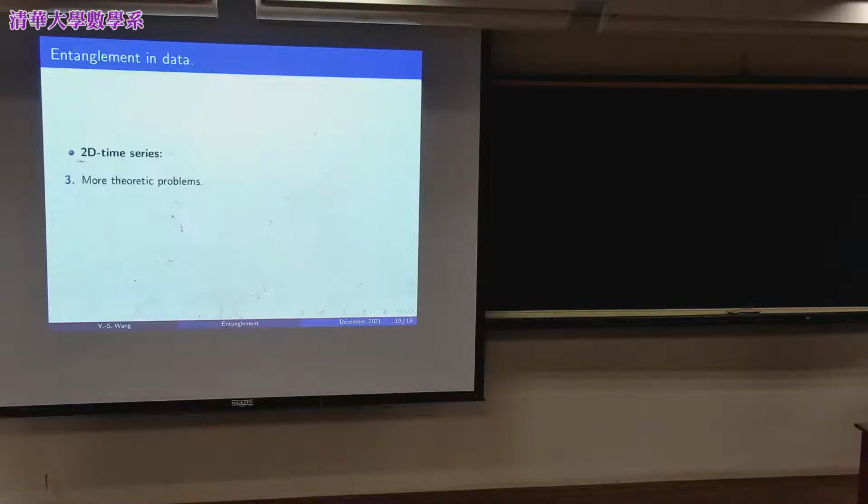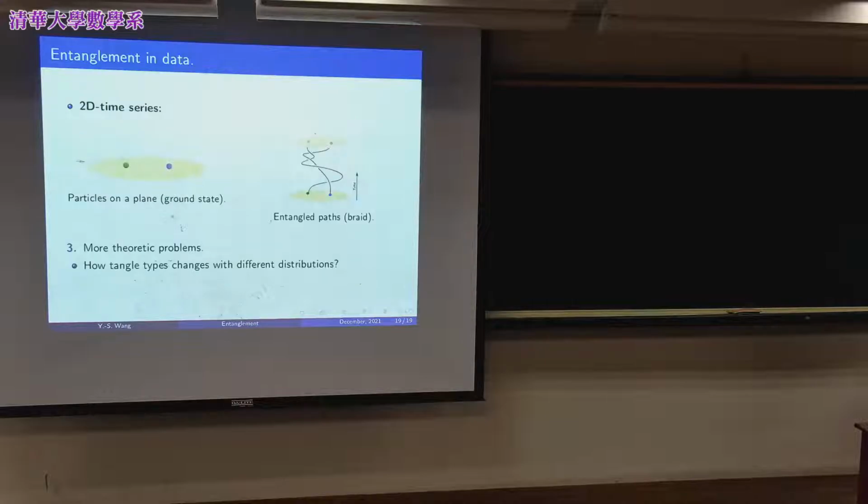Of course, you can ask something more theoretical. We are talking about two particles moving on a plane, and they might not be moving randomly. They could move with a certain distribution. For instance, the green one might tend to move to a certain area, and the purple one might tend to move in a certain pattern. So they might not be moving randomly. And the question is, if you change the distribution, how are these tangle types going to change?